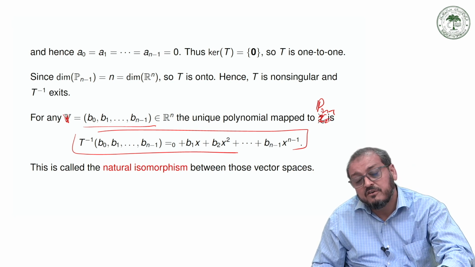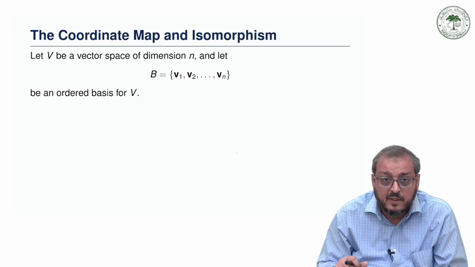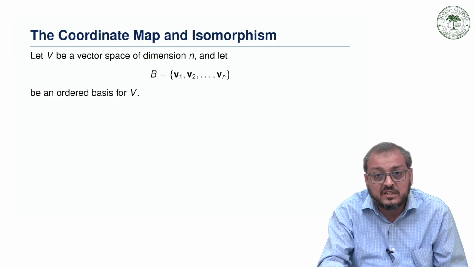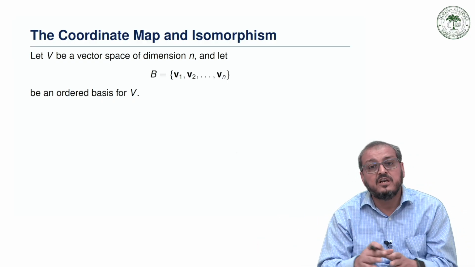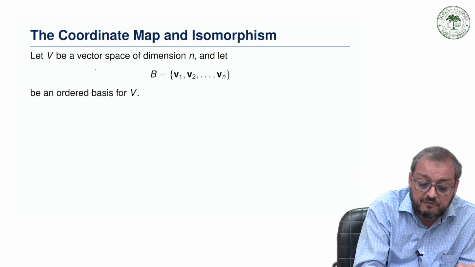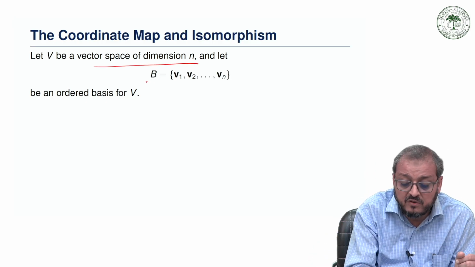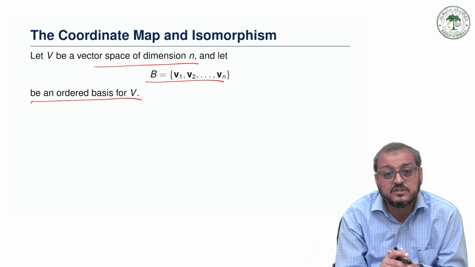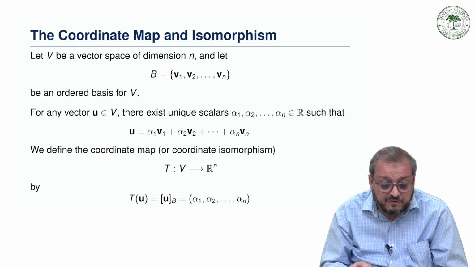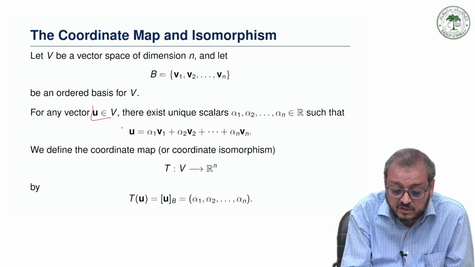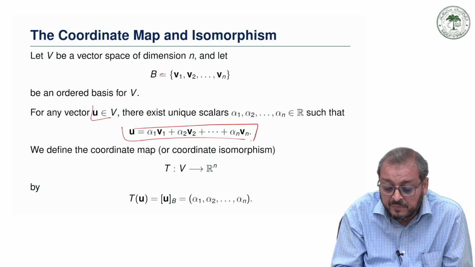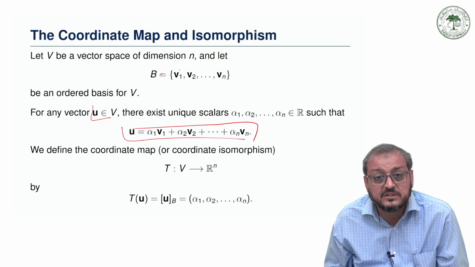In a similar fashion we can define a natural isomorphism in general, not just for Pn to Rn. We can take any vector space V of dimension n, and B an ordered basis of the vector space V. Then for any u belonging to V there exists a unique scalar, so that u can be written as a linear combination of the elements of the basis.